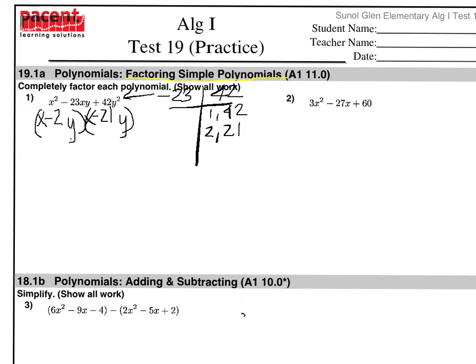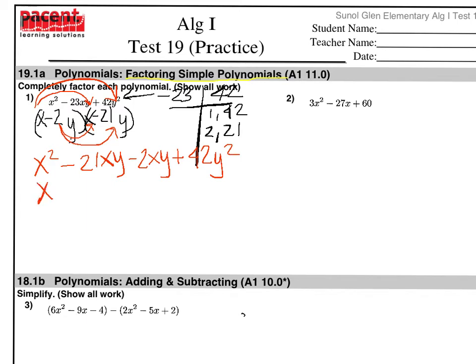So I'm going to say that x times x, which is my distribution piece, right? X times x is x squared. And then x times negative 21y is negative 21xy. Now I'm going to do my next distribution for this second term. Negative 2y times an x is negative 2xy. And a negative 2y times a negative 21y is going to give me a positive 42y squared.